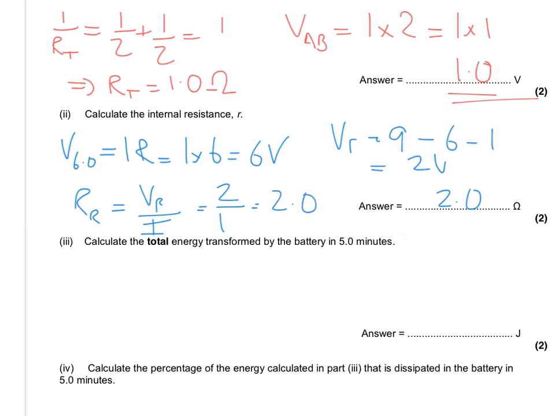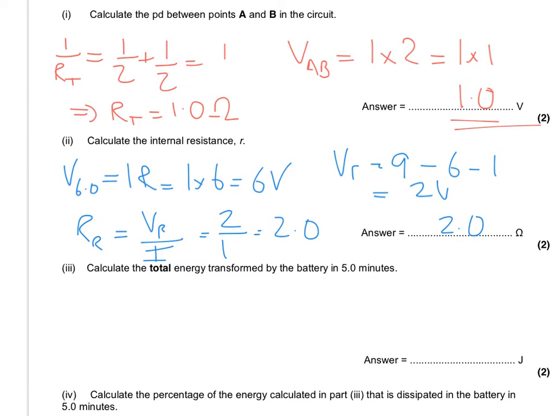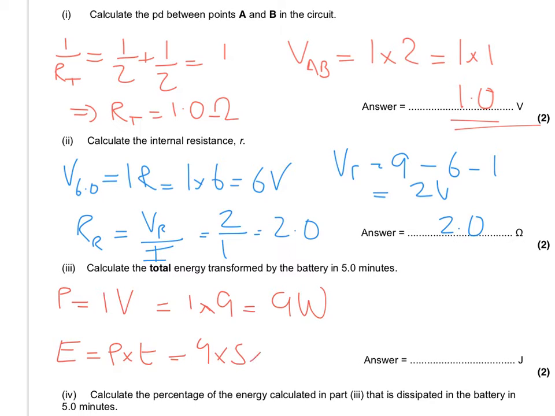Scroll on. So we want to calculate the total energy transformed by the battery in 5 minutes. So first of all, we need to think about how you calculate the power. So power is IV. So that's going to be 1 times 9 gives you 9 watts. Now energy is power times time. It's going to be 9 times 5 times 60, which is going to give you 2700 joules of energy there.